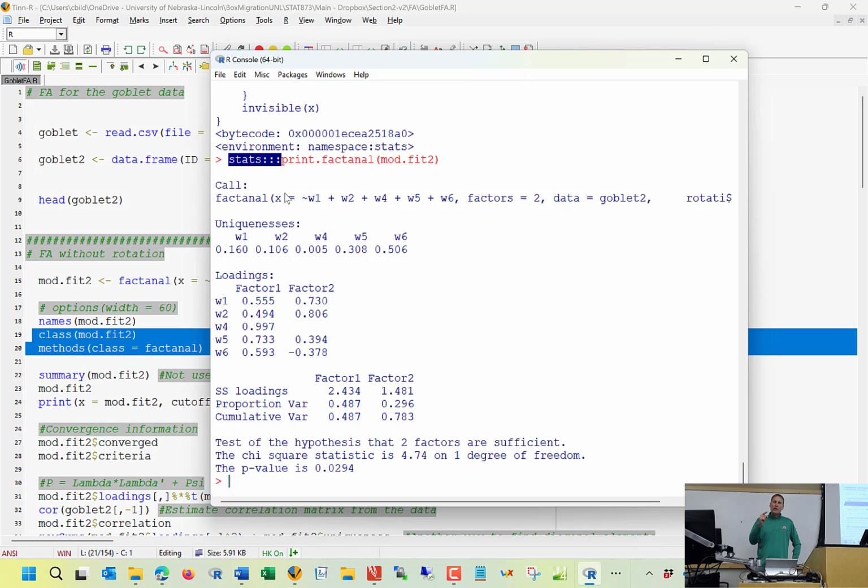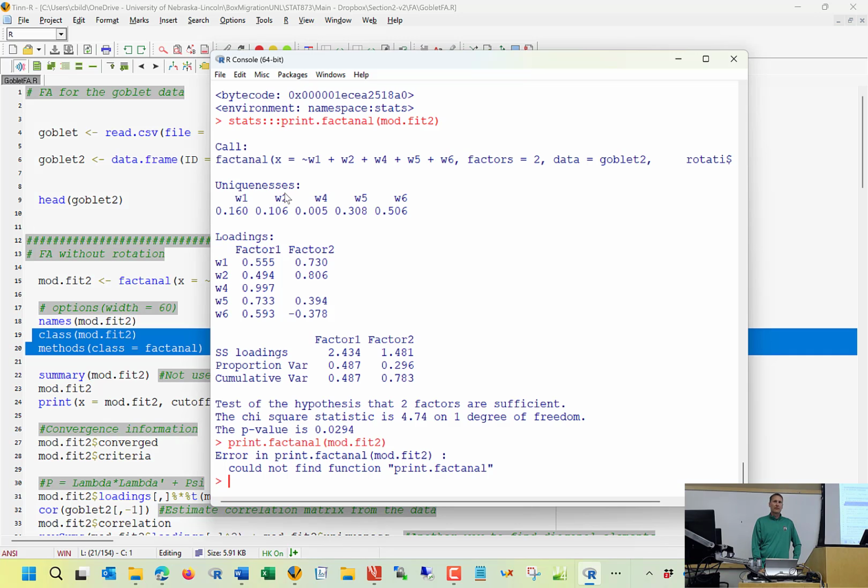So if you ever wanted to specifically say, I want this function from this particular package, the syntax is you put the package name, colon colon, the method function. And that's why I was able to get it to work there. For some reason, it was set up so that if I only do this, it doesn't work.